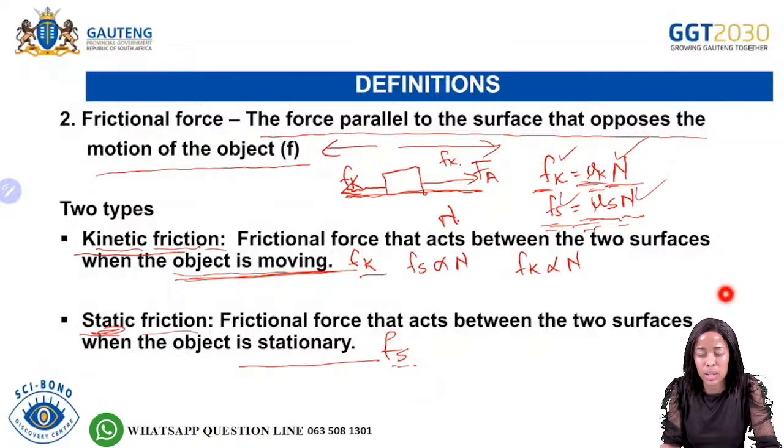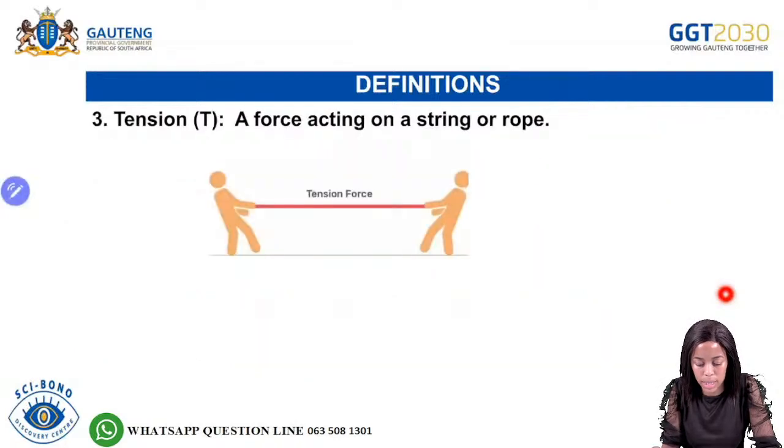So what does that mean? It means that as the normal force increases, the static friction will also increase. Or, as the normal force increases, the kinetic friction will also increase.